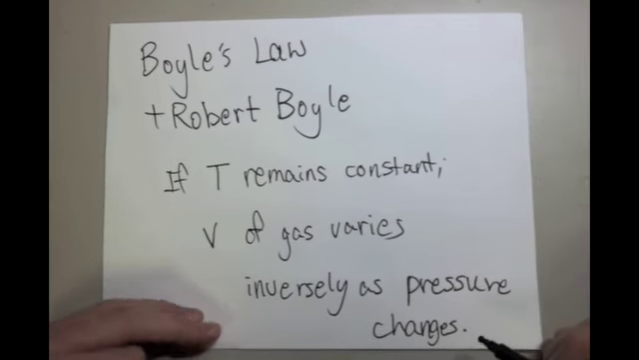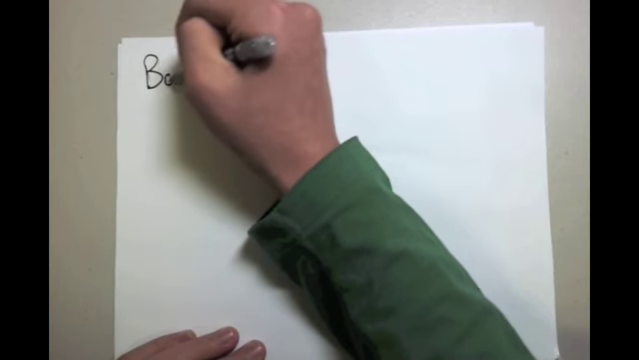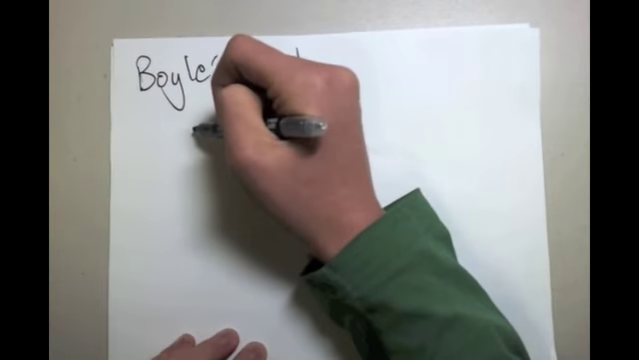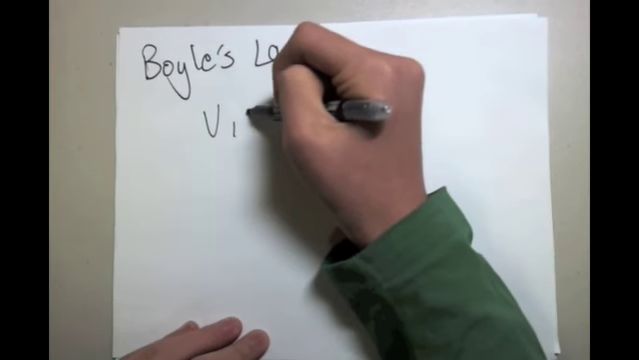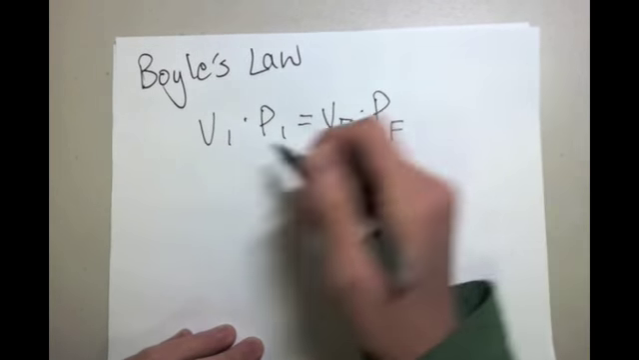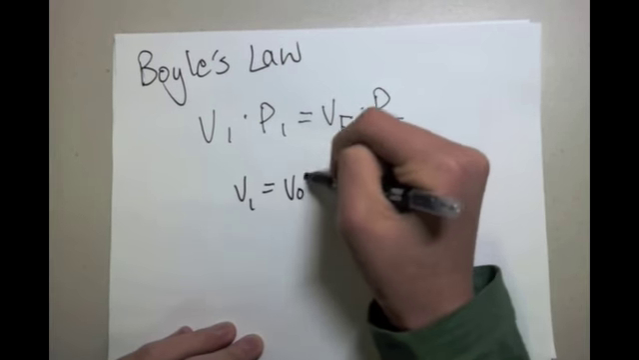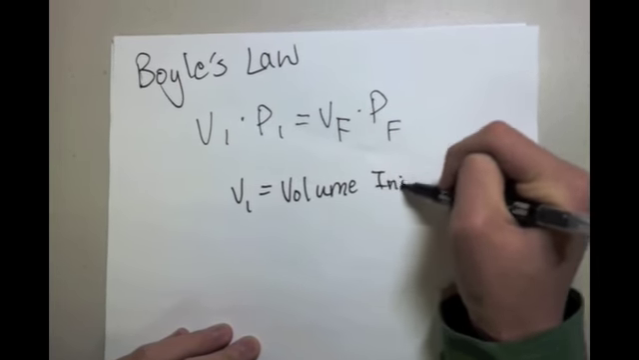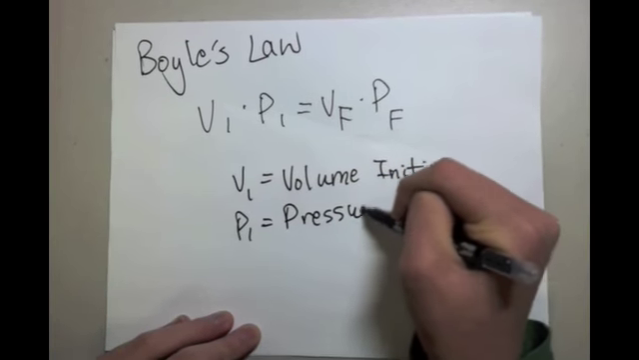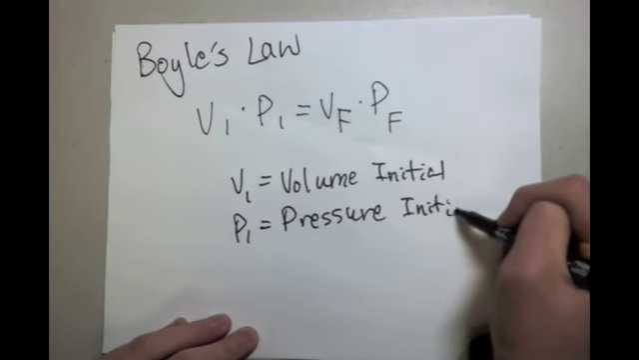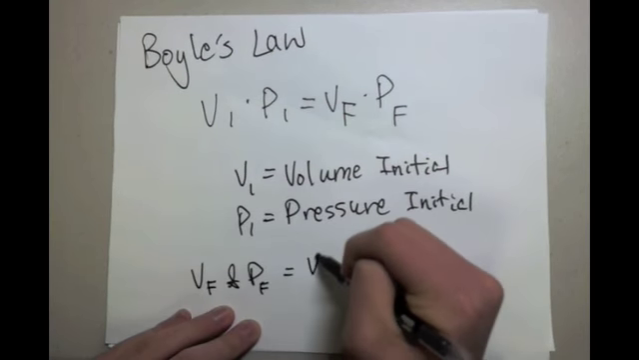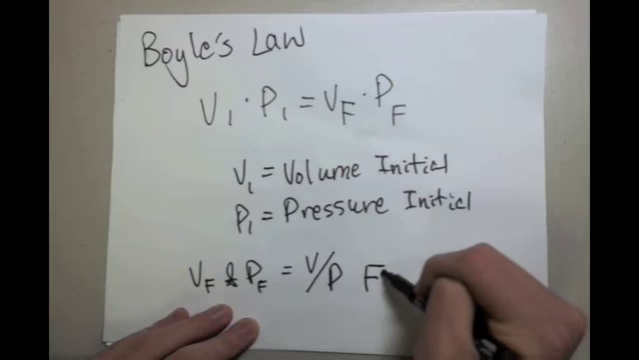Good. Boyle's law is a formula of V1 times P1 equals V2 times P2. Now the V1 is the initial volume, the P1 is the initial pressure, and the V2 and P2 are the final volume and pressure.